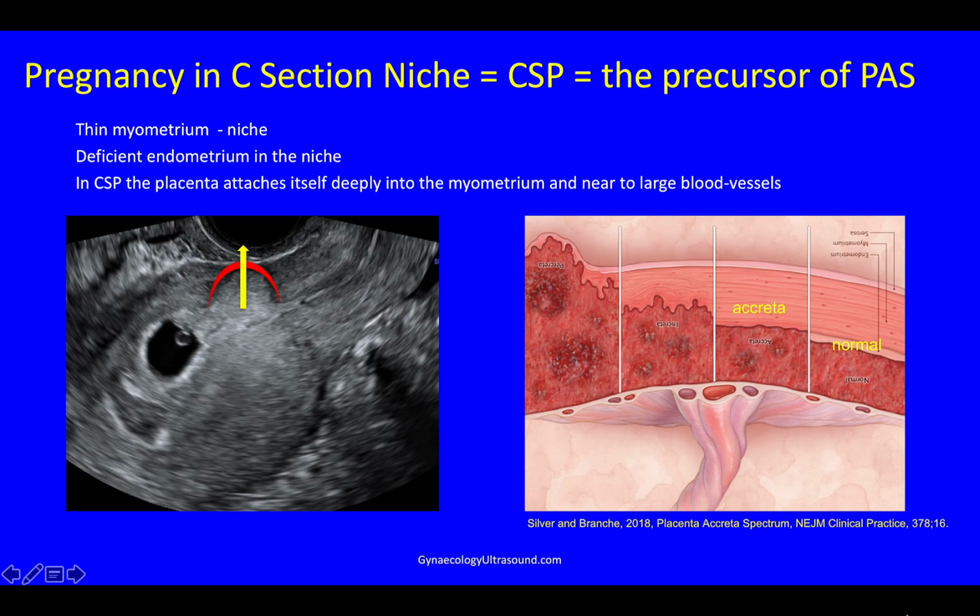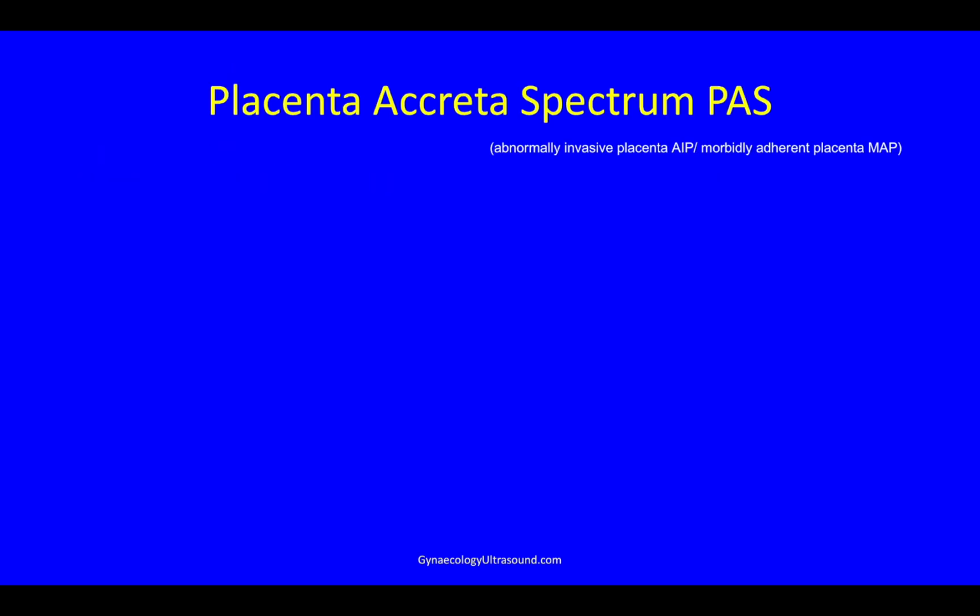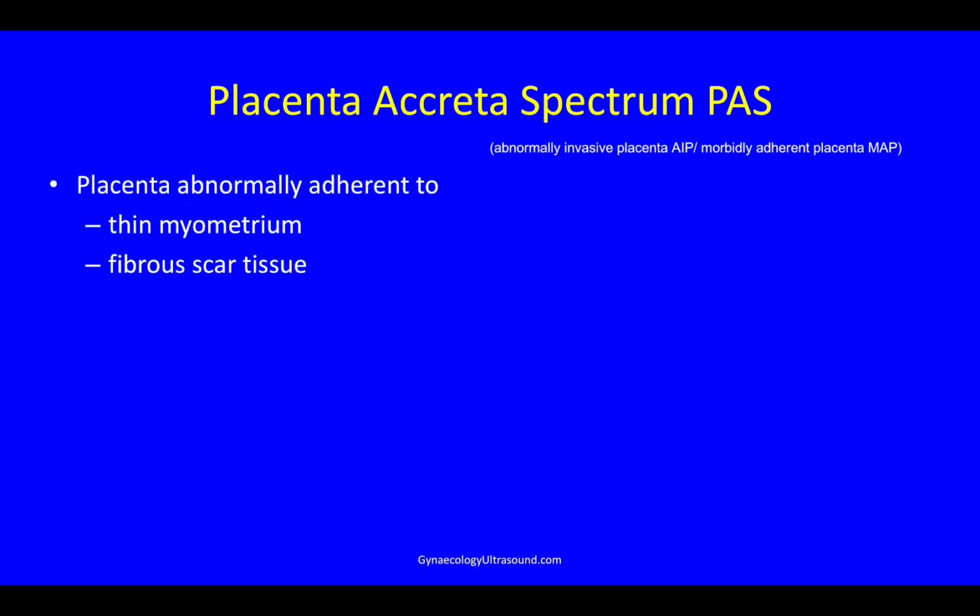And so that's called accreta, increta and percreta, and the three of them together are called placenta accreta spectrum. Basically, the placenta is abnormally adherent to the other tissues. This used to be called abnormally invasive placenta or morbidly adherent placenta, but it's now called placenta accreta spectrum.